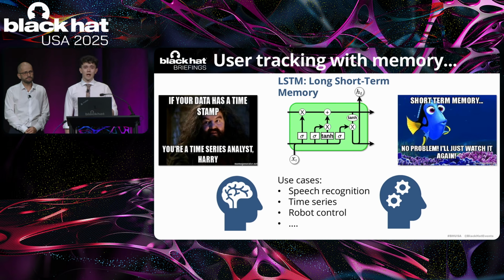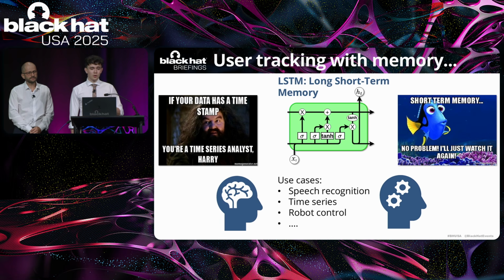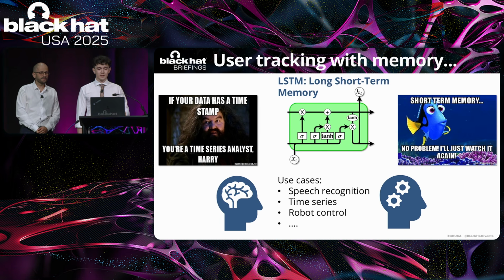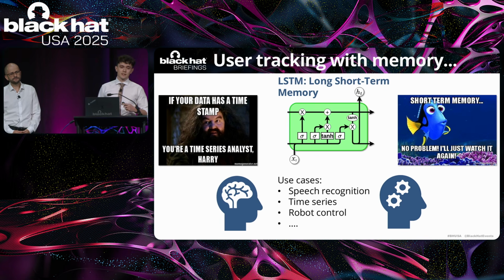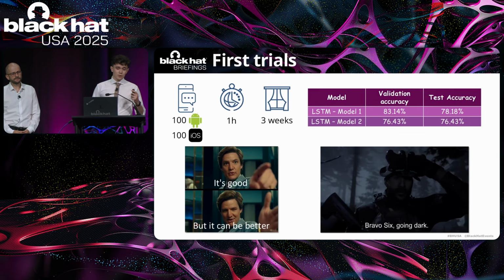Out of all machine learning algorithms, we decided to go with LSTM, long short-term memory. It is a type of recurrent neural network that uses a special cell in order to give the network some memory. It is used for speech recognition, time series, robot control, and many more fields. Since DNS requests can be seen as a time series, we said, why not use LSTM? The first trials were promising.